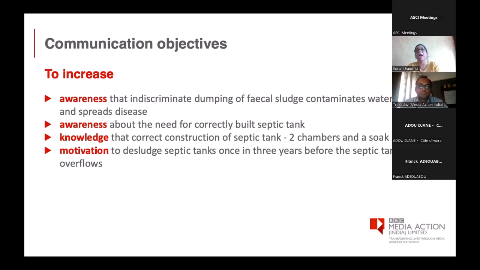in our communication. And all our communication outputs followed these communication objectives, which I am going to hand over to Tej to talk about Malasur. The genesis of the idea was from the communication objectives. Over to you, Tej. Thanks, Sonal.